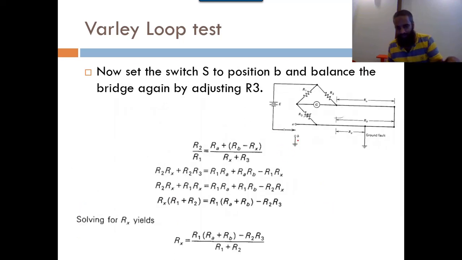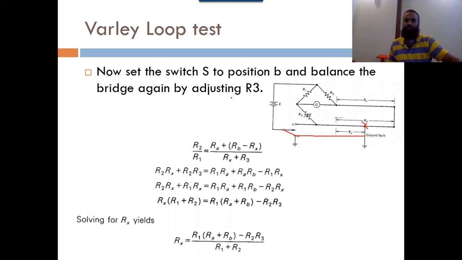When the switch is at position B, this B point is indirectly connected with the ground. So the upper side resistance is R2 and R1. However, the lower side resistance, up till this point, is basically R1 plus Rb minus Rx, and this point resistance is R3 plus Rx.